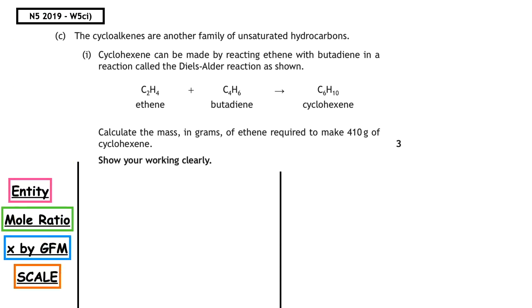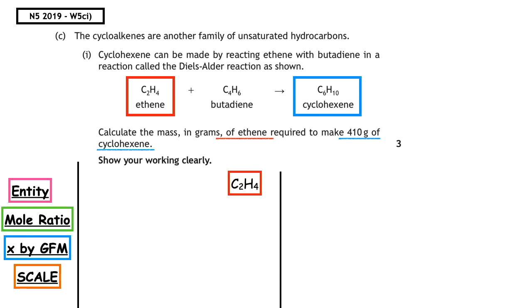The entities that are given in the question, it wants us to calculate the mass in grams of ethene. So we put a box around ethene in the balanced equation. Required to make 410 grams of cyclohexene. So we put a box around the formula for cyclohexene. We write those down. So we have C2H4 and C6H10. The mole ratio. Do we have a number in front of the formula for ethene? We don't, which tells us we only have 1. And the same goes for the cyclohexene, and we only have 1 mole of those.